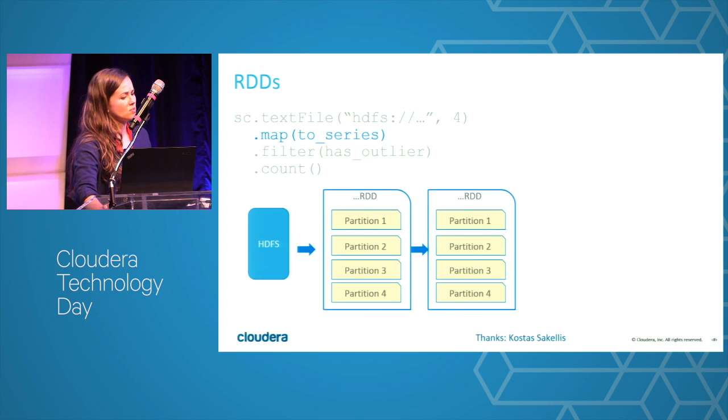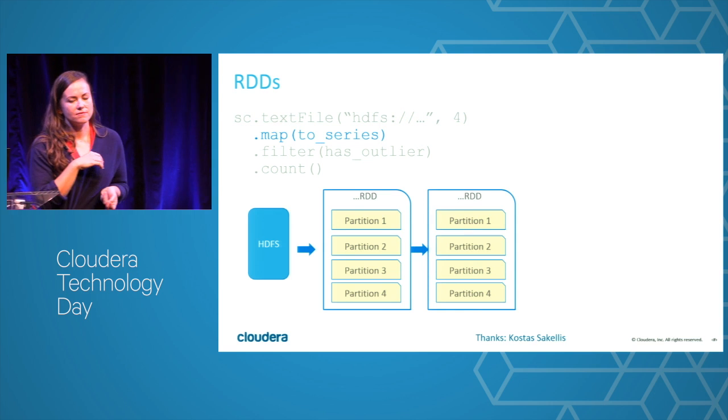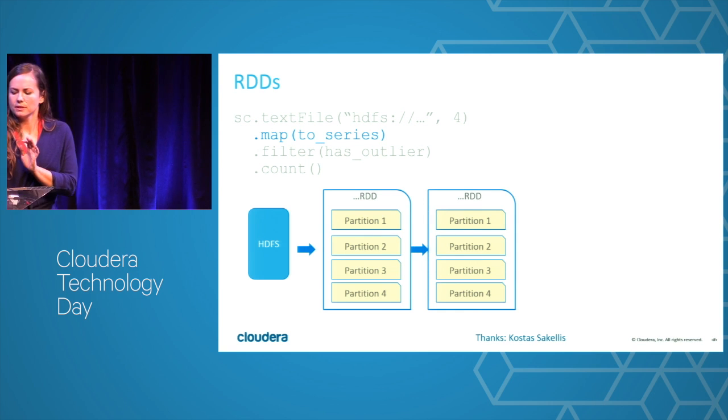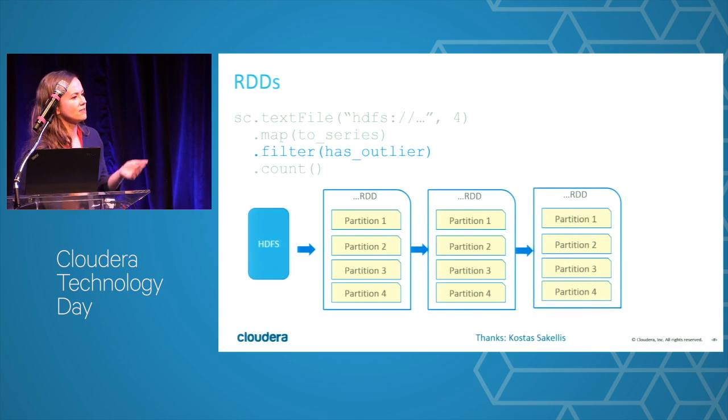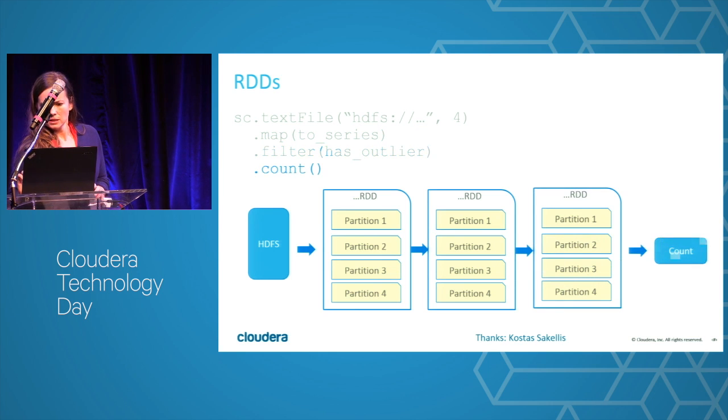I'm then going to map and apply that to series function. So my partitions used to have lines from a CSV, and now they have something that's closer to a time series. And I apply my function, filter out the parts that I don't want, and I count.